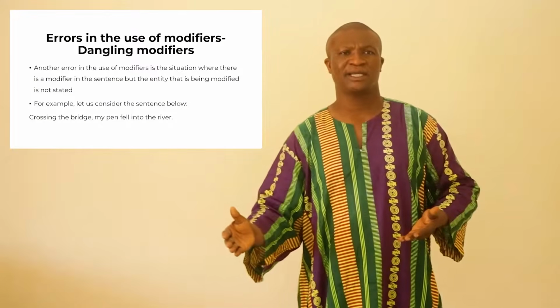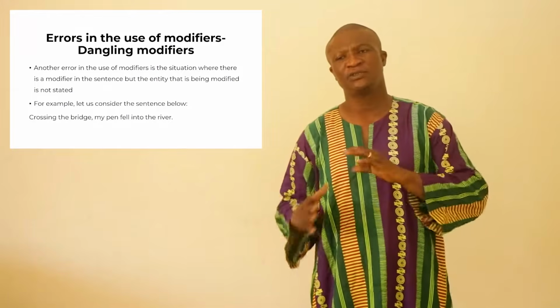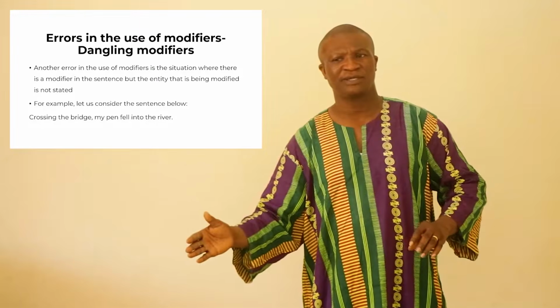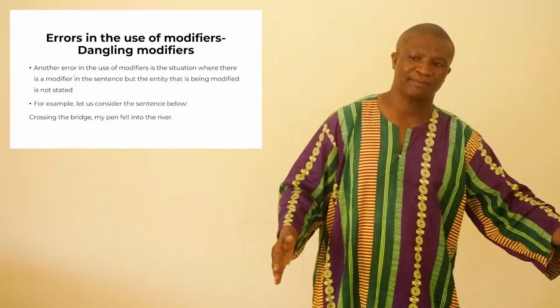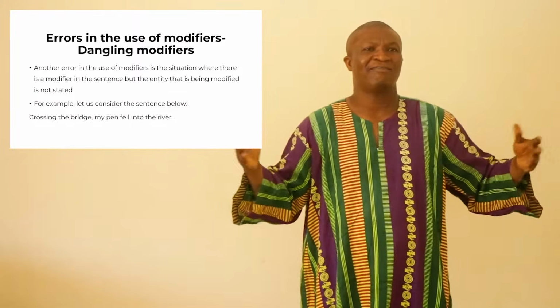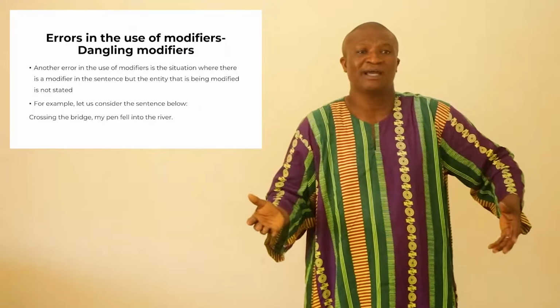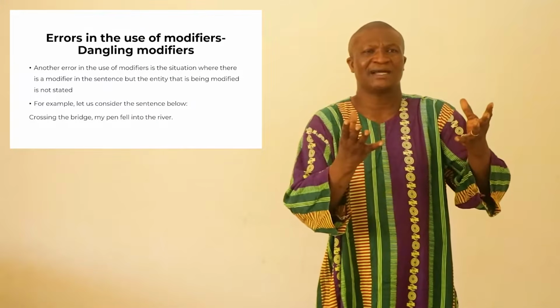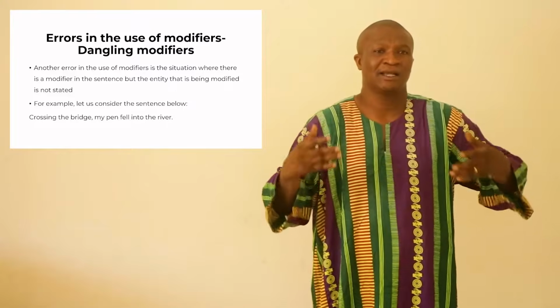Crossing the bridge, my pen fell into the river. Now, who was crossing the bridge? It's not stated. We have my pen fell into the river, but we need to know who was crossing. So we say this is an example of what? A dangling modifier. Now, what do we have to do? We have to correct it.